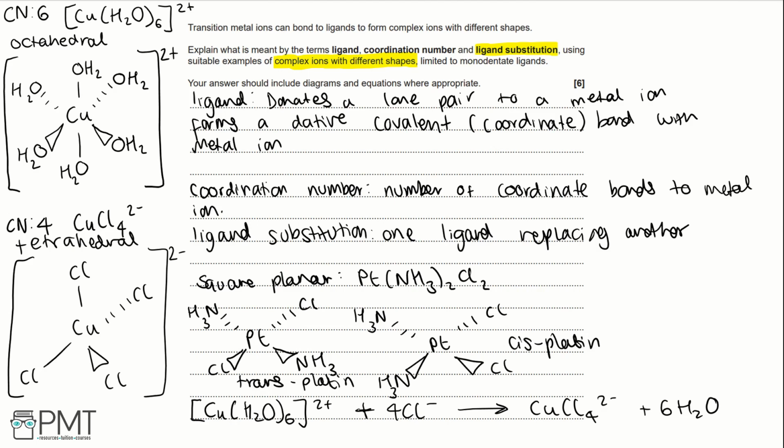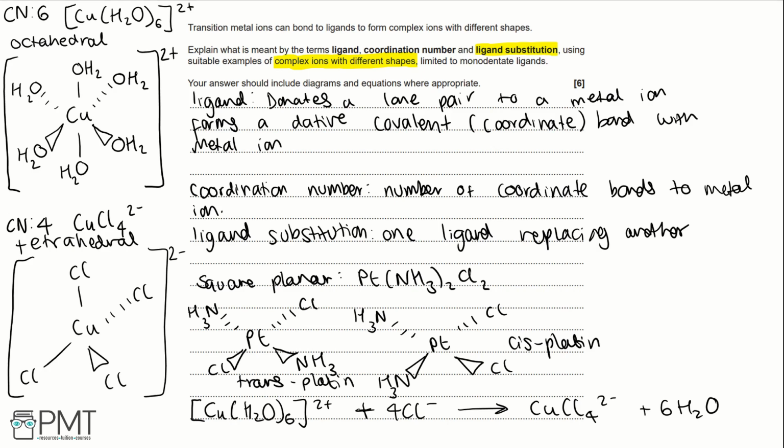And you can see how the charges have balanced because you're going from 2+ to 2- by adding 4 negative chlorines. Also, it's really important with ligand substitution to balance by writing the ligand that you've lost and how many you've lost. So here we've written 6H2O to show this.